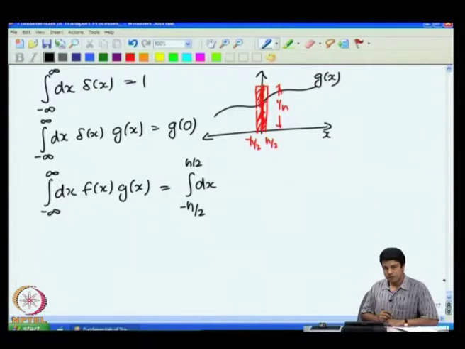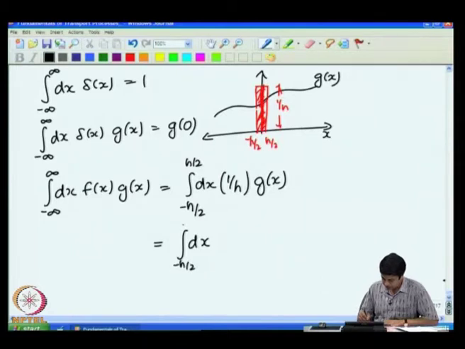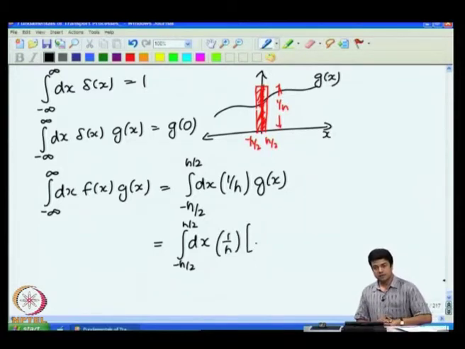Between minus h by 2 and plus h by 2, this is equal to 1 over h times g of x. Now, we are taking the limit as h goes to 0. Therefore, in this limit I can write this as the integral dx from minus h by 2 to h by 2 times 1 by h, and expand g of x in a Taylor series about x is equal to 0.